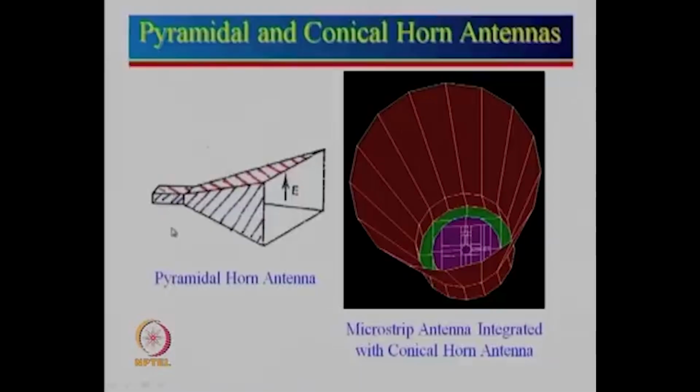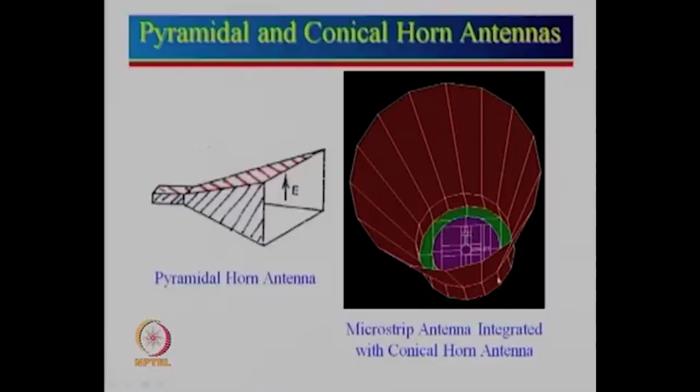In fact, while I was investigating this, I came up with an idea: why use a coaxial feed here? We can use a coaxial feed to excite a microstrip antenna, which is shown over here, and we actually used a conical horn antenna. So if you see here, this is a conical horn antenna, and over here we have a microstrip antenna. So one can feed a microstrip antenna.